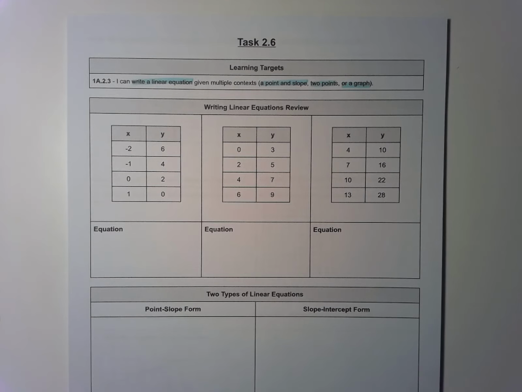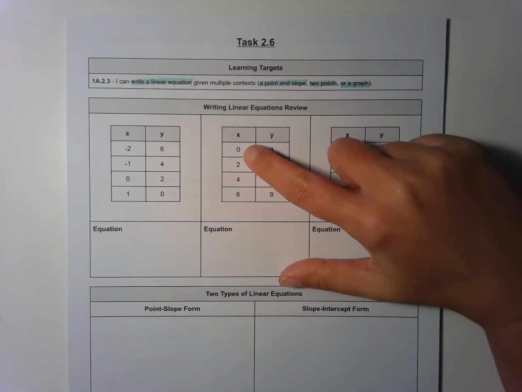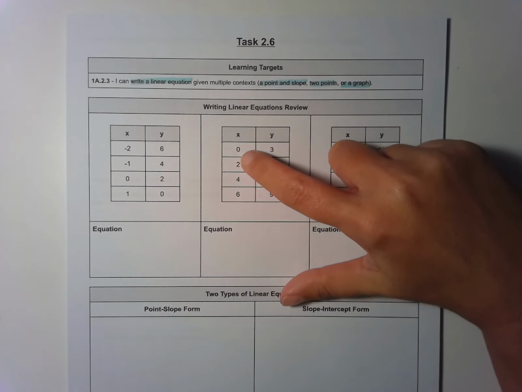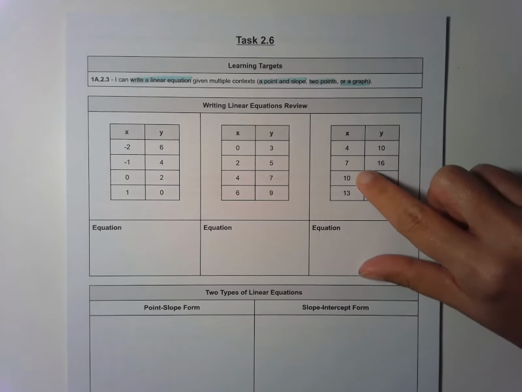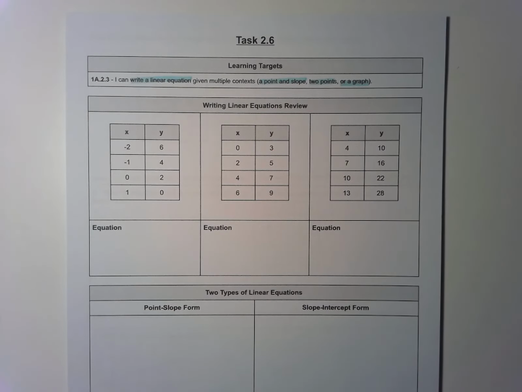Now, you're going to notice this is very similar to what we did in Module 1 with a little bit of a twist. So in Module 1, we learned that we can write equations by just looking at the pattern in the table. In this module, however, we're going to be looking at tables where the x values do not always go up by 1. For example, it goes 0, 2, 4, 6. Those are going up by 2. Or 4, 7, 10, 13. Those are going up by 3.